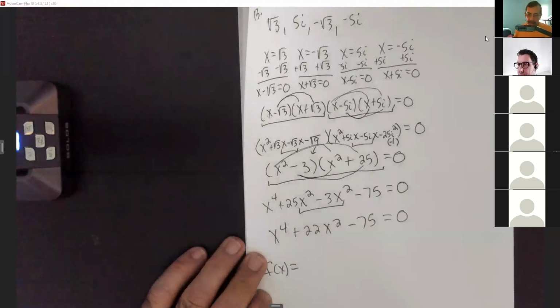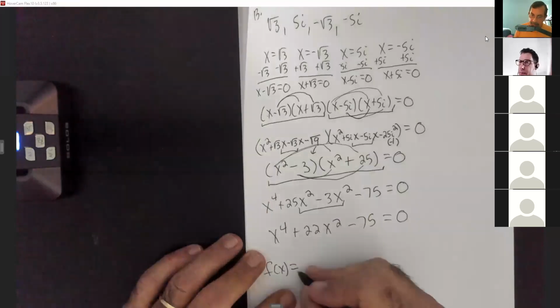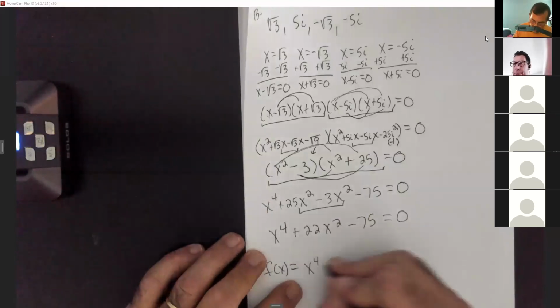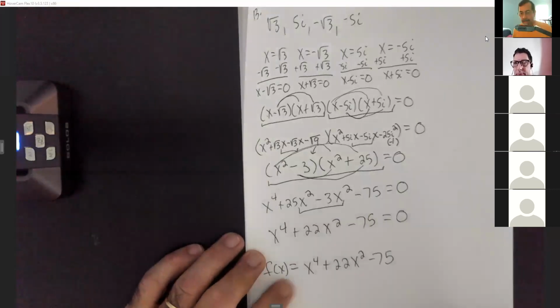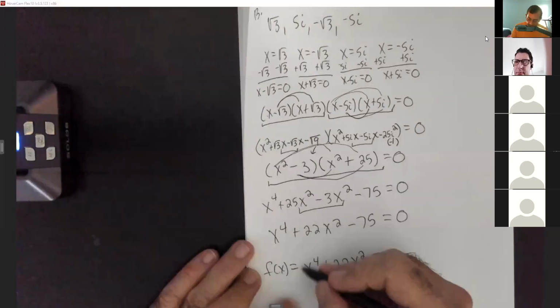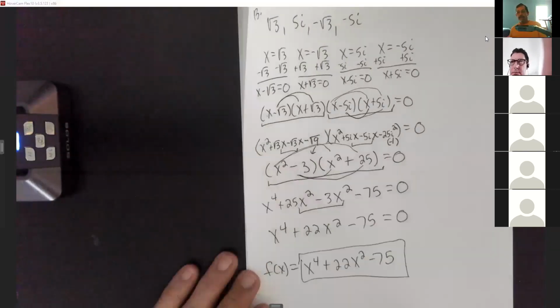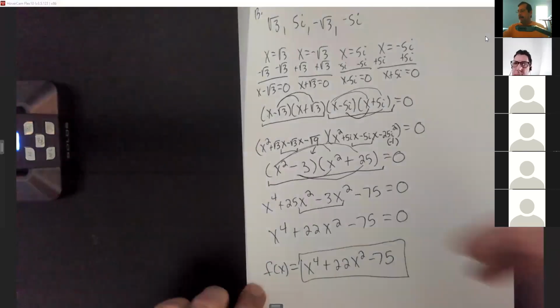Now remember, in MATLAB, they're going to give you the f of x. All you're putting in is your polynomial. So do not include the equal 0 part when you're putting them into your MATLAB, okay?